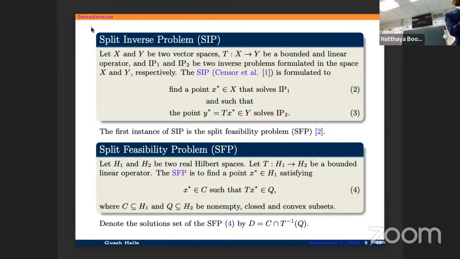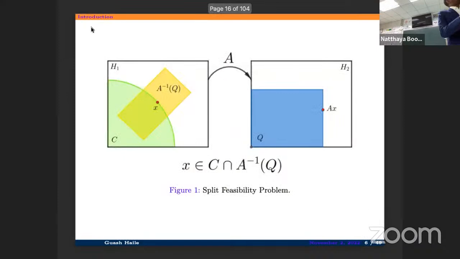Actually, this D is a non-empty closed convex subset, because C is a non-empty closed convex subset, and Q as well. And the pre-image of a non-empty closed convex subset under a linear transformation is also convex. So this one is convex, and it is assumed to be non-empty. You can see here, sorry, this A is T. So we have H1 and H2, and this is C, this is Q. Then this one is the pre-image of Q under the linear bounded operator. So we are going to find x in the intersection of C and the pre-image of Q.